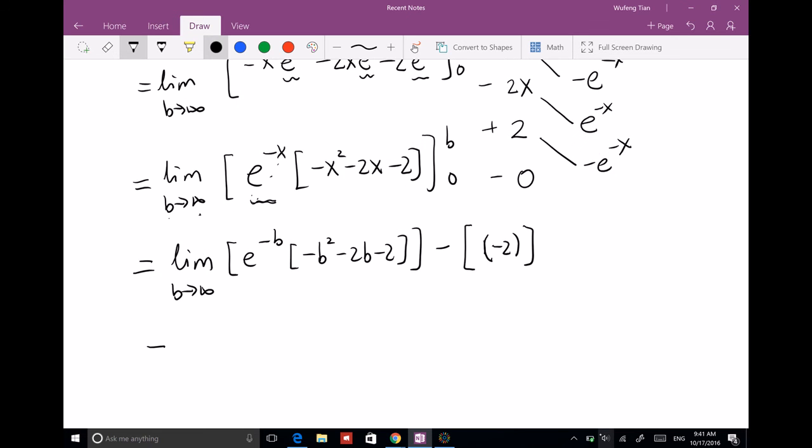So now my problem is not this part, it's this part. e to negative infinity is 0, and this is negative infinity. Plug b into here, it's infinity squared, so this is negative infinity. Now I have a 0 times negative infinity form. Can I apply L'Hopital's rule right now? Yes or no, everyone? I have 0 times infinity, so no. Okay, very good. So what kind of form do I need?